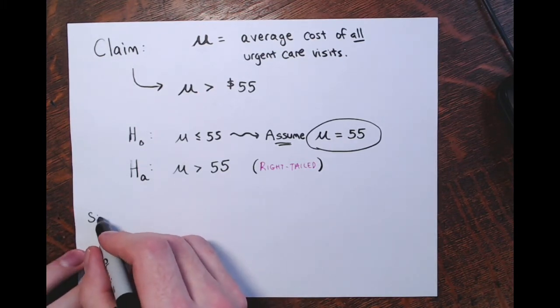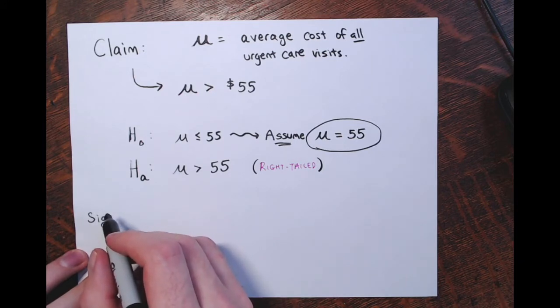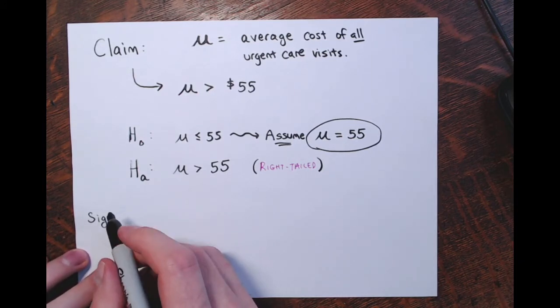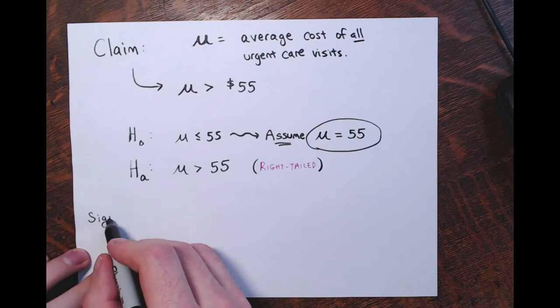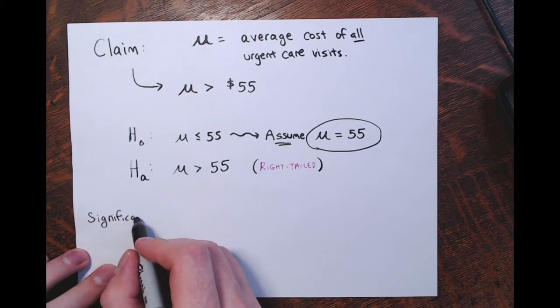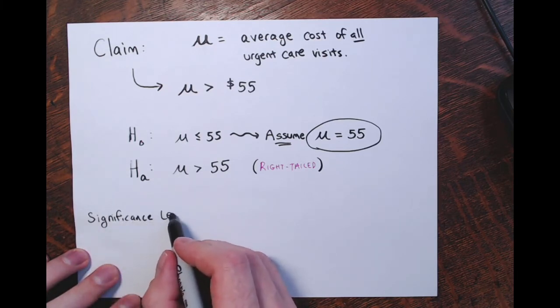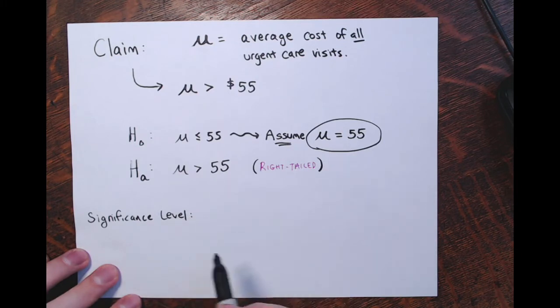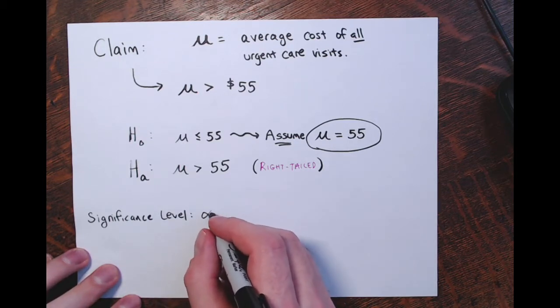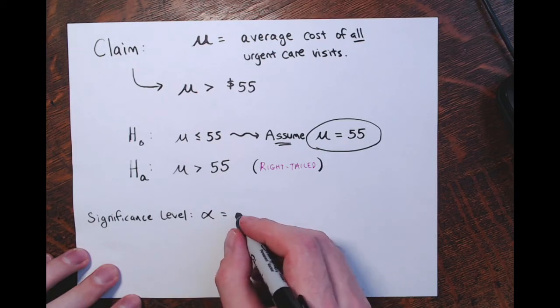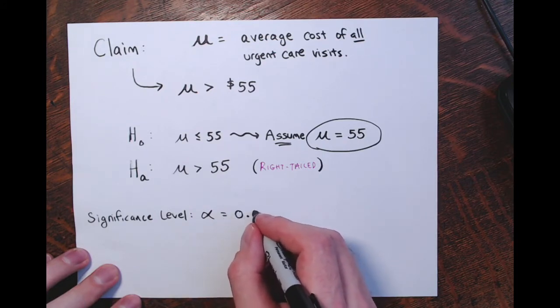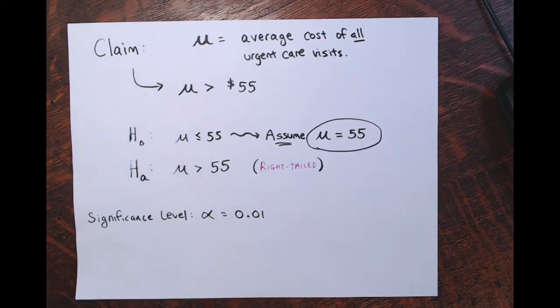After the hypotheses are set up, you know what kind of test you're running: right-tailed, left-tailed, or two-tailed. Then usually a significance level is identified. Now, if it's not mentioned, just assume it's 5%. That's a reasonable significance level. But this one is mentioned, and this is alpha. They told us it was 1%, so 0.01, a 1% significance level.